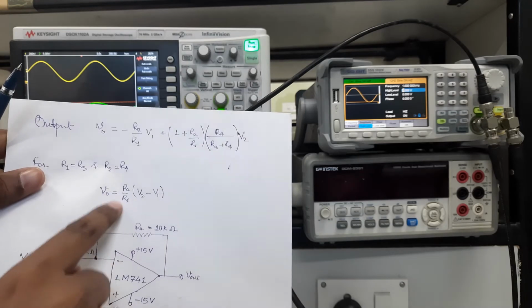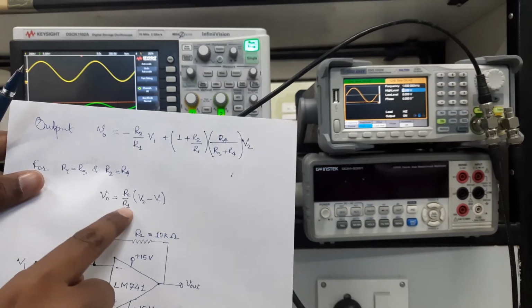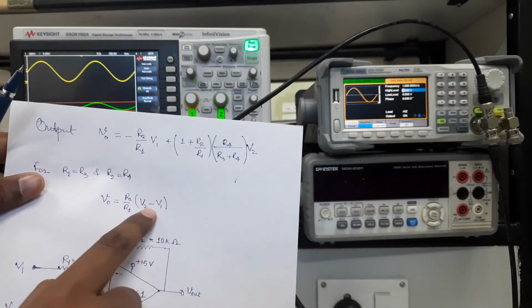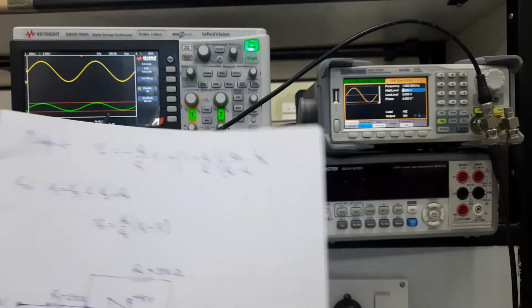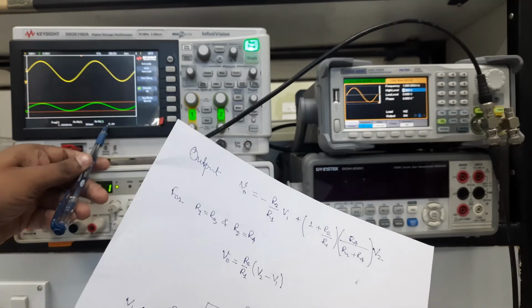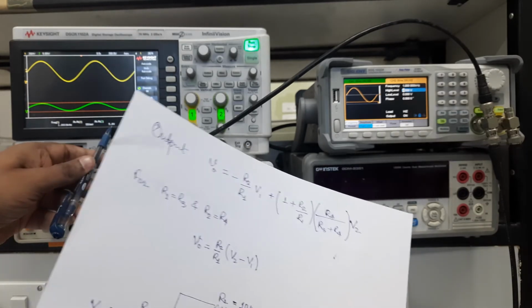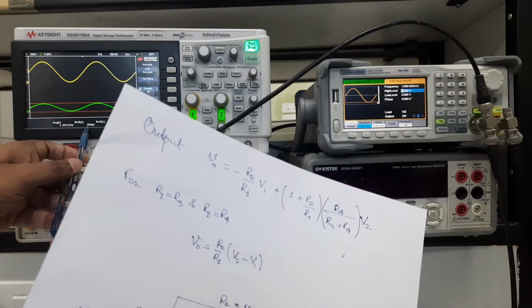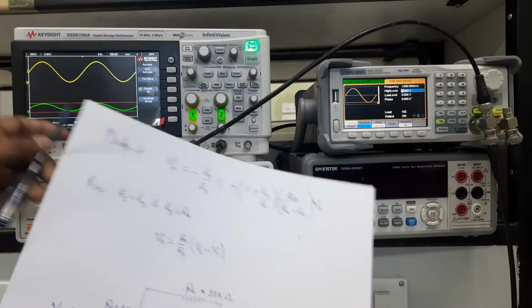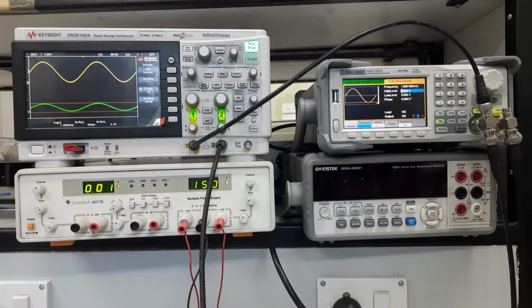So the feedback gain is 10 and the difference input voltage is 0.5. That is why we are getting around 5 volt. Right now we are getting 5.6 because the input is showing 550 millivolt. So we are getting 5.5 or 5.6 volt, almost 10 times gain.